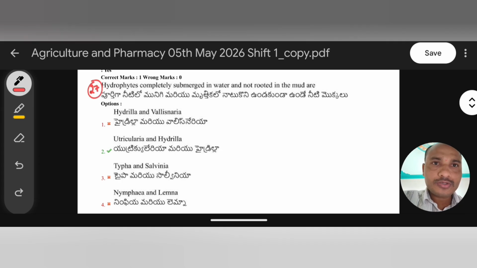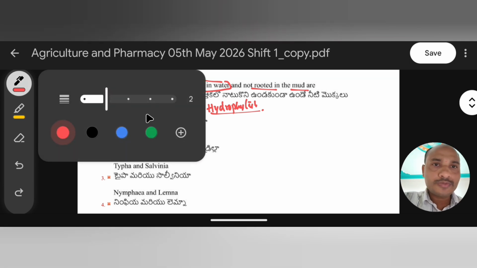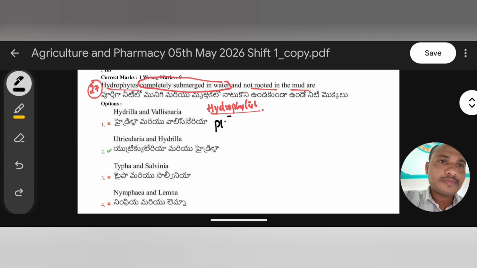Continuing, the next question is the 27th. Hydrophytes completely submerged in water, not rooted in the mud. Here some examples of hydrophytes are given, and these hydrophytes are completely submerged. So let's discuss the explanation on hydrophytes. Hydrophytes are plants which grow in water. Generally there are five types of hydrophytes.